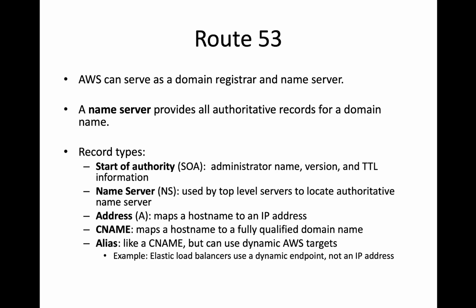You can use CNAME records. These are canonical name records. This is a way to map a host name to a fully qualified domain name. So instead of mapping a host name to an IP address, you can map a host name to a fully qualified domain name. And then finally, you can set up alias records, which are sort of like CNAMEs, but in terms of the destination, you can use dynamic AWS records like Elastic Load Balancer endpoints, which is a really handy feature of Route53.